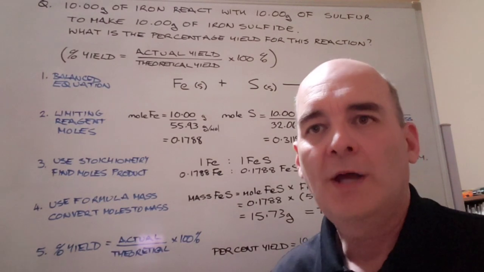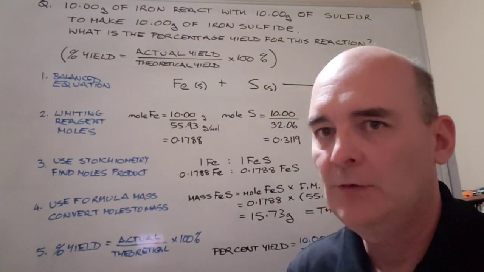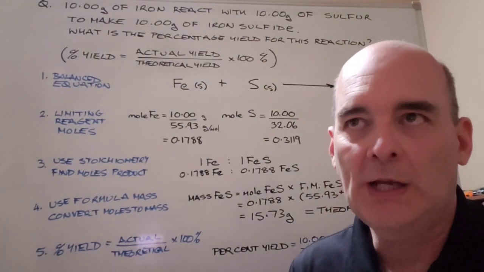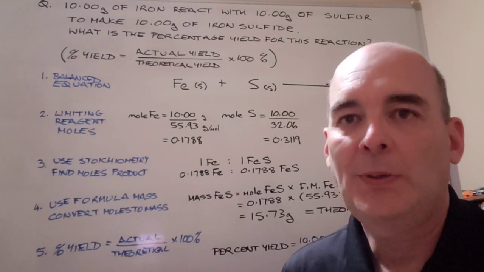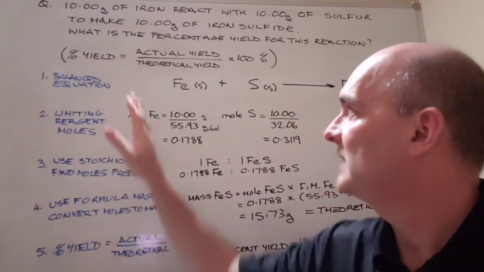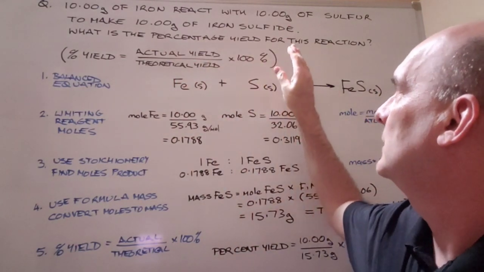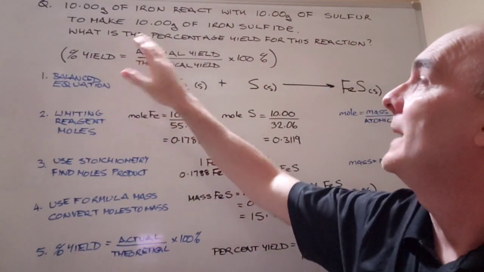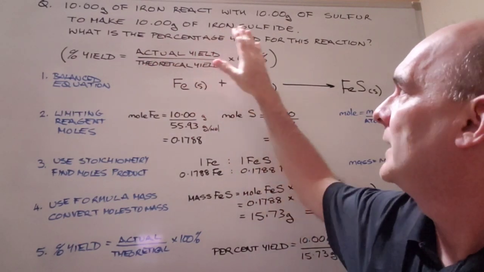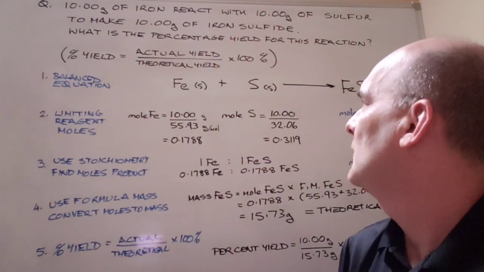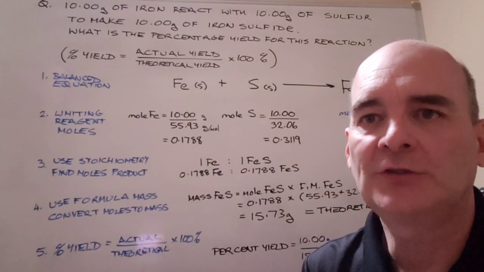Here's a question that requires us to use the concept of a limiting reagent and asks us something new. It asks us to find the percent yield. It says 10.00 grams of iron react with 10.00 grams of sulfur to make 10.00 grams of iron sulfide. What is the percentage yield for this reaction?